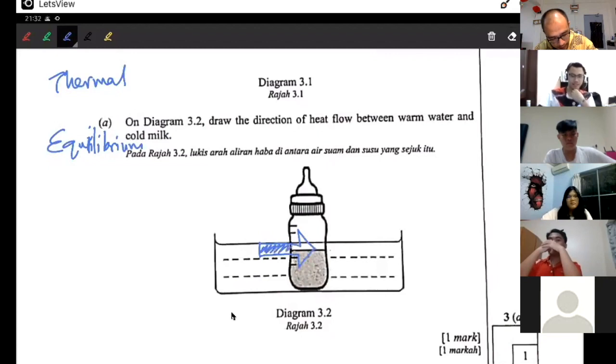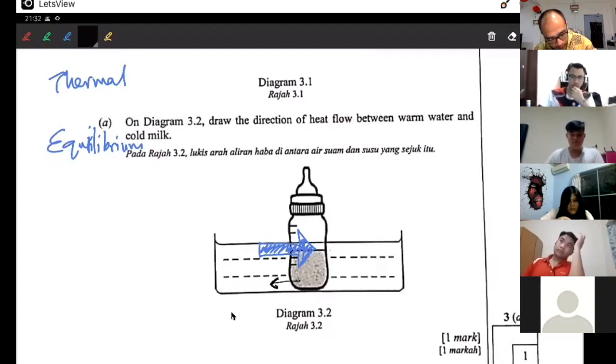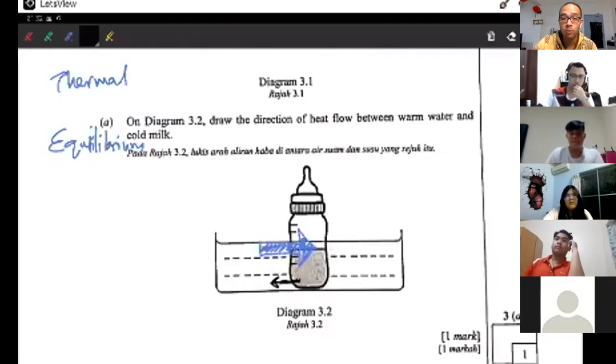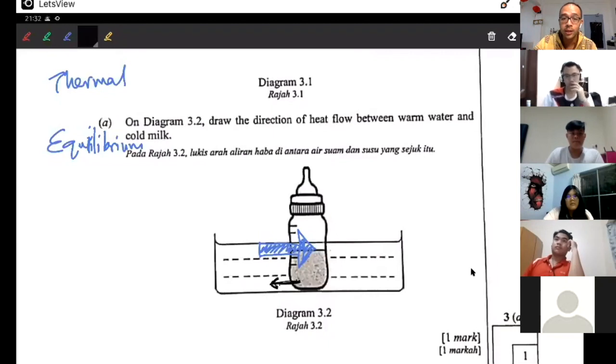Okay, sebab ini yang panaskan. And then the cold milk will transfer some heat outside. So it's very important that you draw the difference between both the arrows just to show that there is more heat from the water than this one. In the marking scheme here it says betul-betul reject one arrow only. Kalau kau lukis one arrow kan memang salah. Okay, all right.